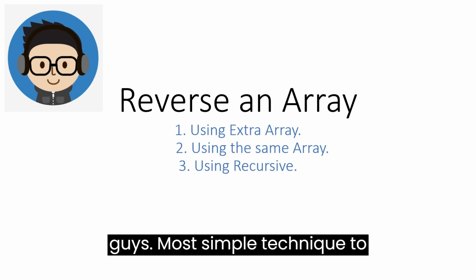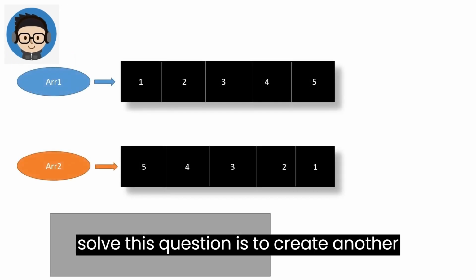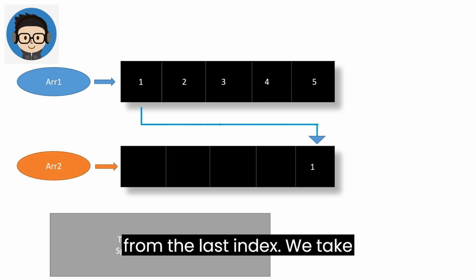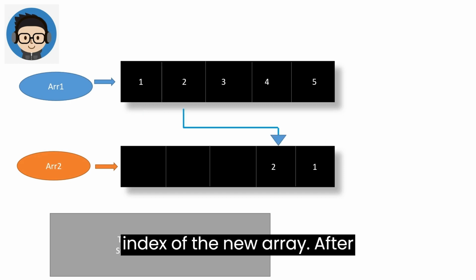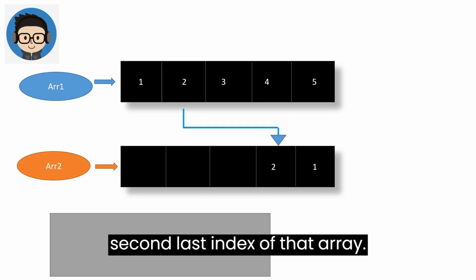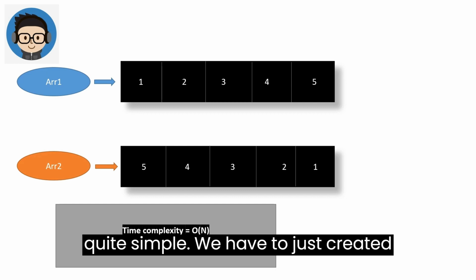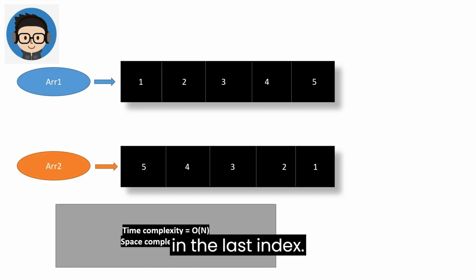Okay guys, the most simple technique to solve this question is to create another array and start filling the array from the last index. We take 1 and put it on the last index of the new array. After that, take 2 and put it in the second last index of that array. Do it vice versa. This technique is quite simple. We just have to create another array and start putting elements in the last index.